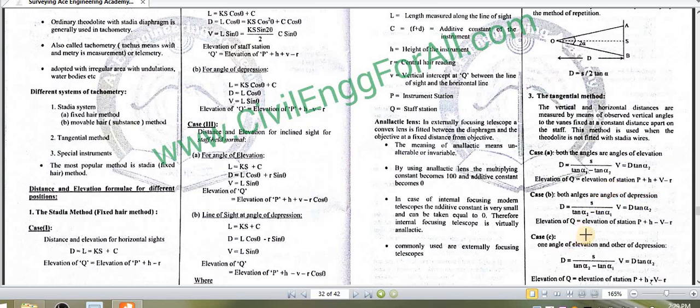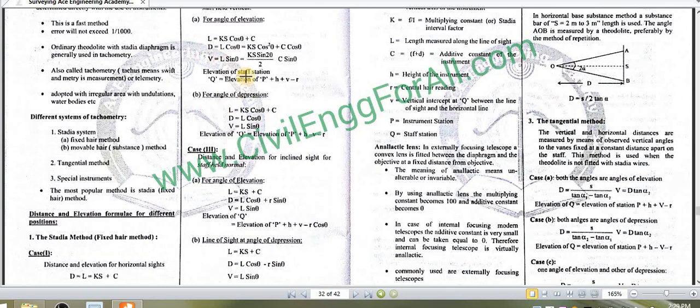and the third case is when one angle is in elevation and one is in depression. You need to remember all these formulas because it might ask for one mark question in your GATE exam. These are very important.